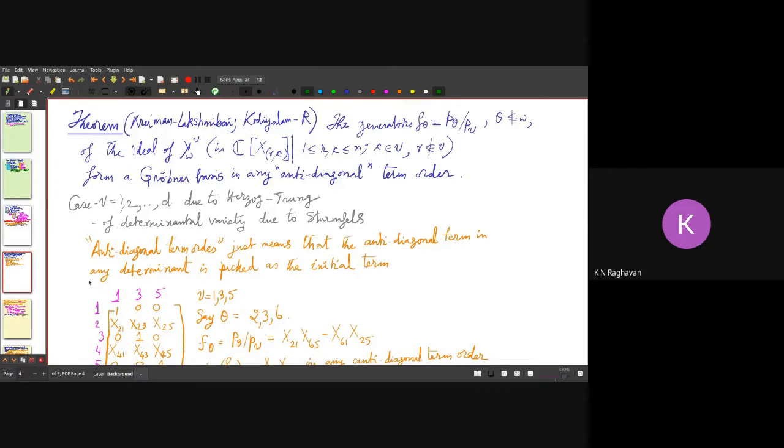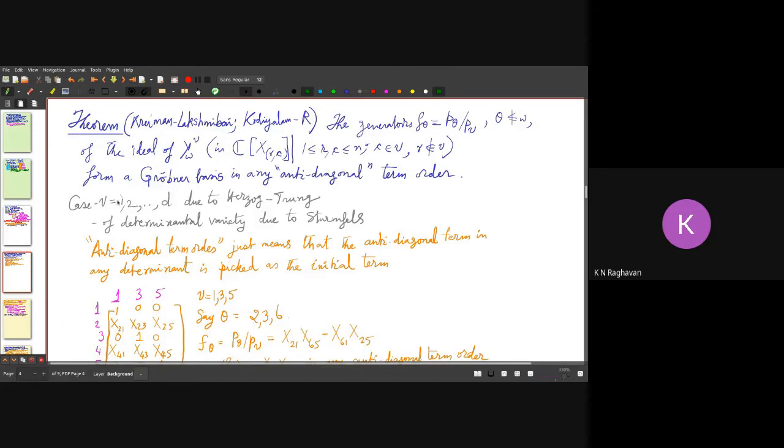Okay, so let me go on to the theorem about Grobner basis. The generators F theta, these are the standard natural generators of the ideal of this Y_VW, the variety that we're interested in. And remember, all the action is happening inside this polynomial ring of d times (n minus d) variables. The claim is that they form a Grobner basis in any anti-diagonal term order. That is the claim. So some comments on this.